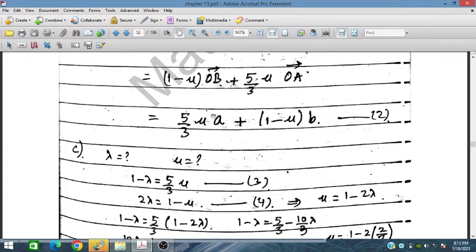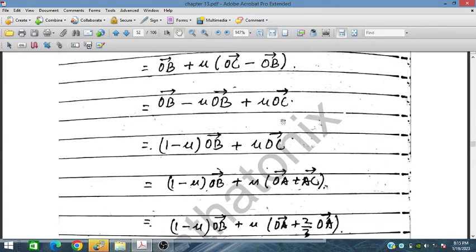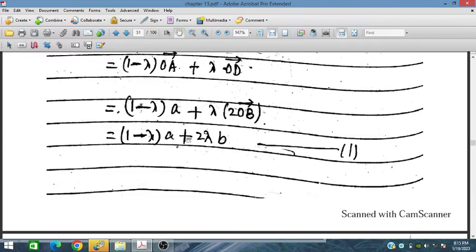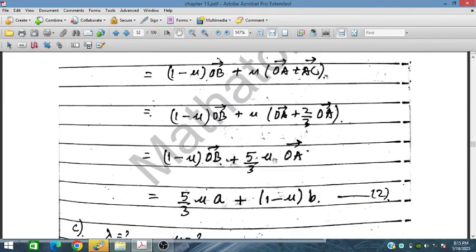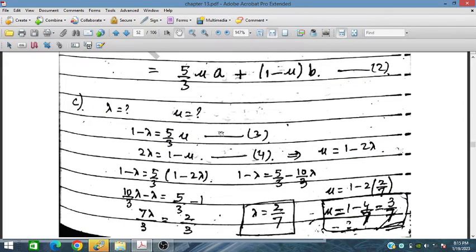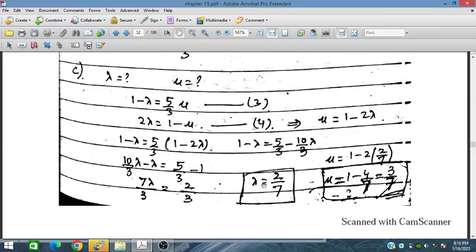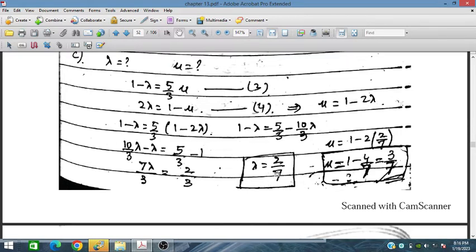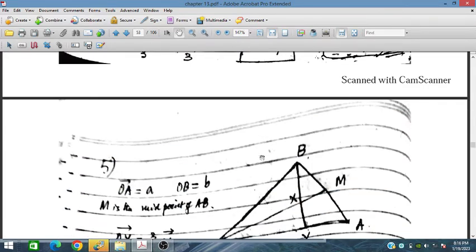Now we can compare the a and b coefficients from these two equations, equation 1 and 2. On comparing the coefficient of vector a and the coefficient of vector b, we obtain two equations, and from these we have obtained lambda and mu. Lambda is 2 upon 7 and mu is equal to 3 upon 7. So this is the answer, by solving these two equations simultaneously. So this is also very, very important.